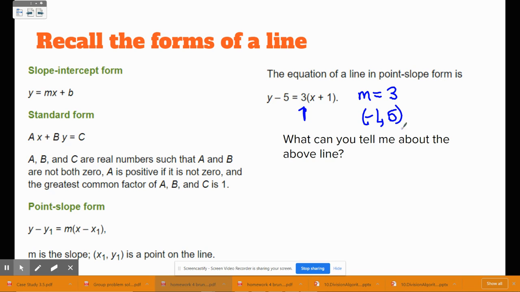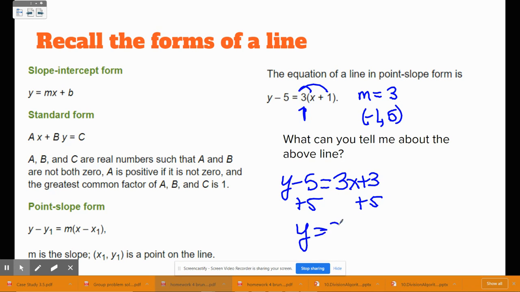You probably could tell me the y-intercept if you just went ahead and cleaned it up: y minus 5 is 3x plus 3, add 5. So you might be able to tell me that the y-intercept is 8. And when we do the y-intercept, we're going to write it as a point with the x value at 0 and the y-intercept showing up at 8.